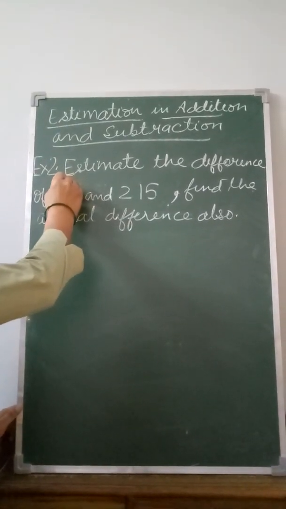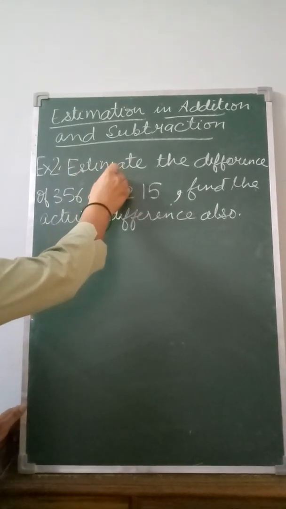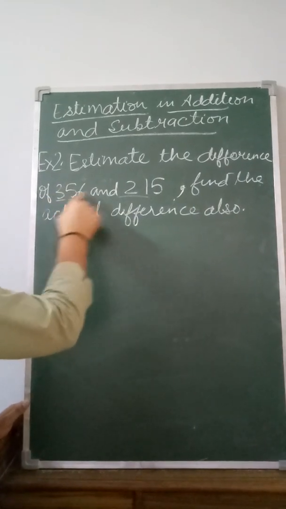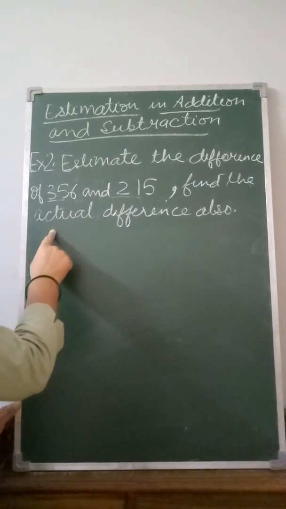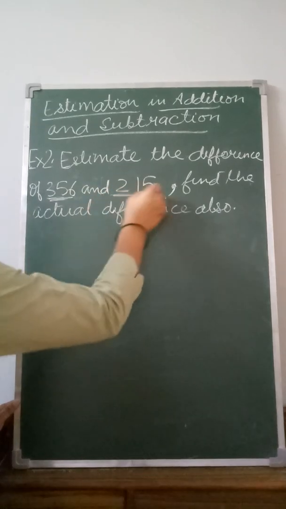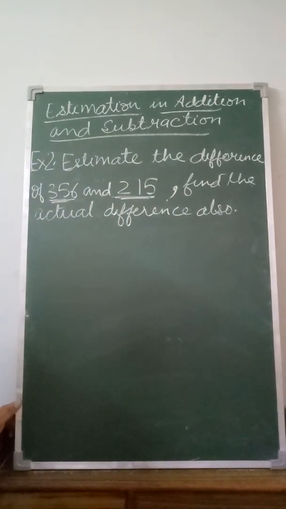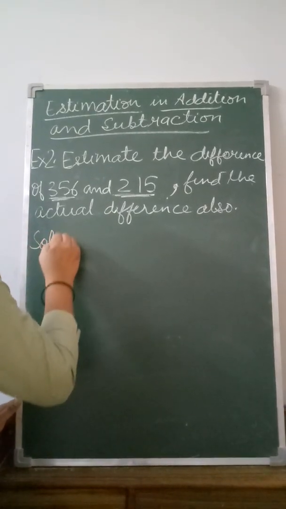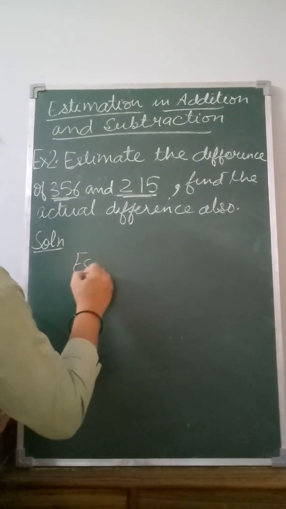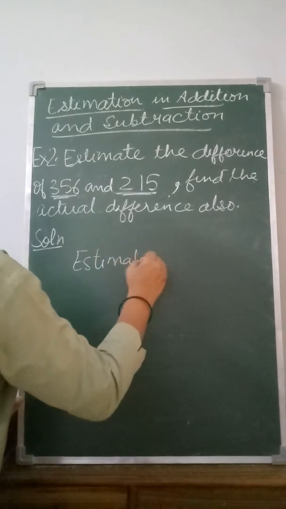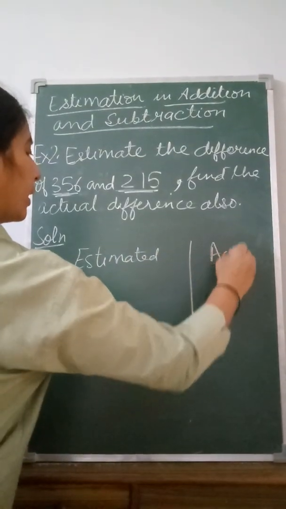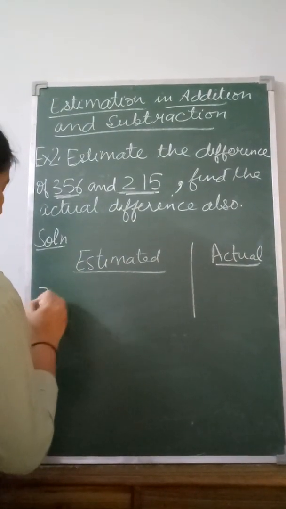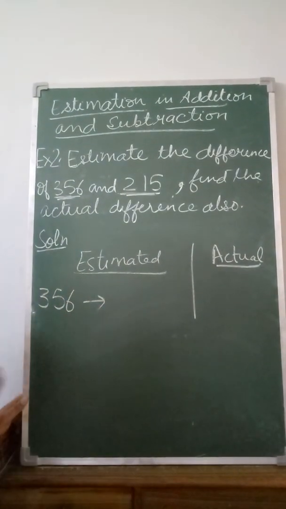This time I'll take the example of estimating the difference, and 3-digit numbers are here. Estimate the difference of 356 and 215 and find the actual difference also. Here we have 3-digit numbers, so this time we are rounding off both the numbers to the nearest 100. So let's do the calculation part here. Estimated and actual, right?